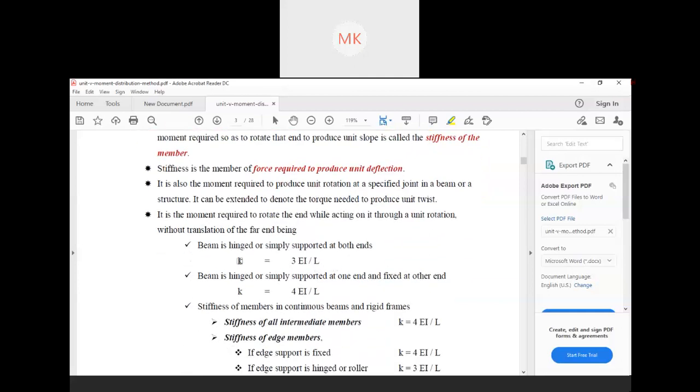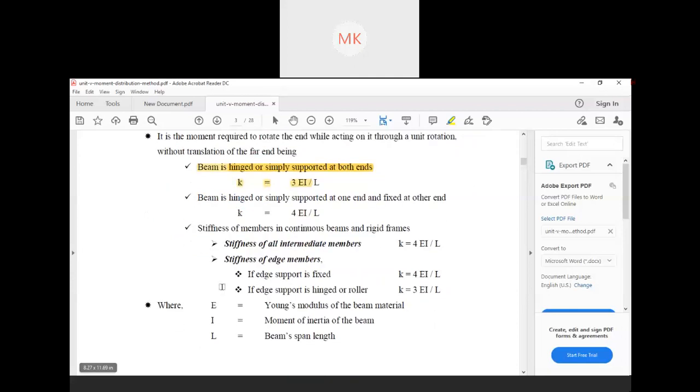So there are some formulas as per the condition. If the beam is hinged or simply supported at both ends, then this stiffness factor is given by K equal to 3EI by L. And when the beam is hinged or simply supported at one end and fixed at the other end, then it is given by 4EI by L. For a continuous beam and rigid frame, the stiffness of all intermediate beams is given by K equal to 4EI by L. If each support is fixed, it is given by 4EI by L. If each support is hinge or roller, it is given as 3EI by L. Where E, you already know, is Young's modulus, I is the moment of inertia, and L is nothing but the beam span length. Okay.